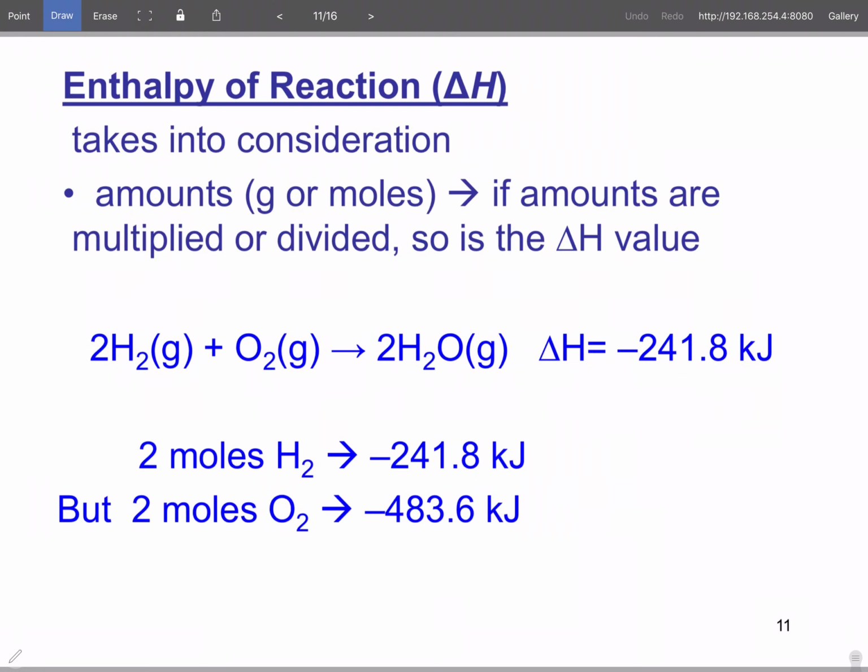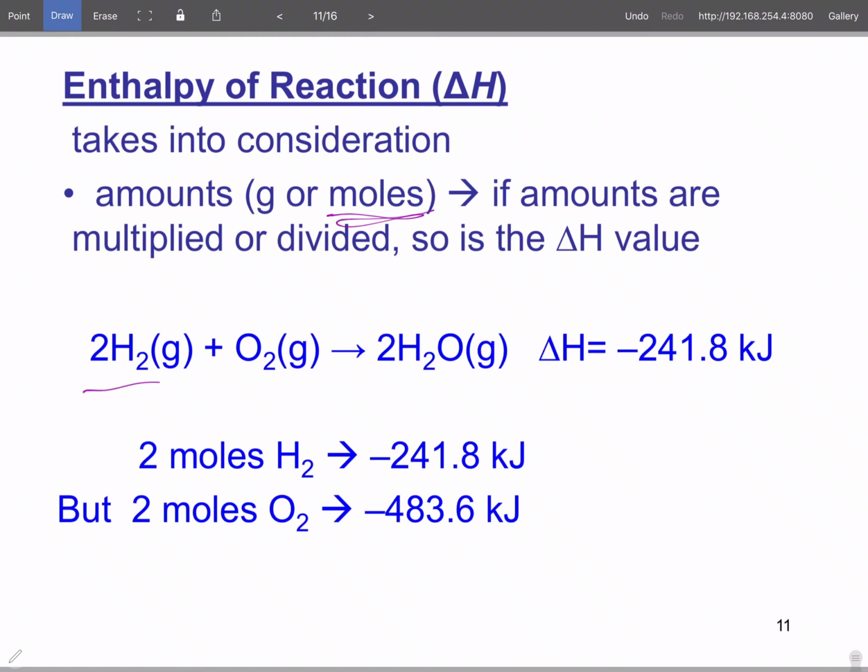The other thing we have to take into consideration is how much do we have? The amounts, grams or moles. Now, it doesn't matter if you use grams or moles, but you have to be consistent. Okay? And if we're using it in an equation, we really want it in moles. We can use grams, but then we have to convert it.